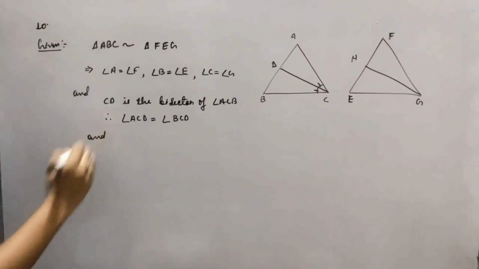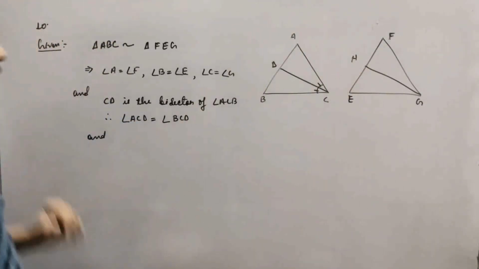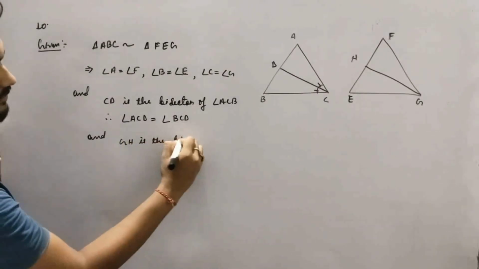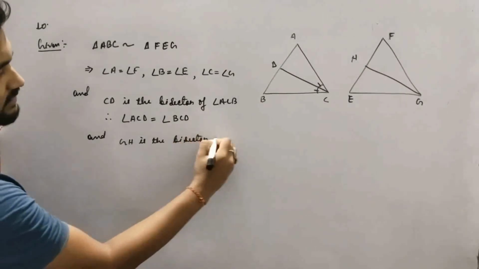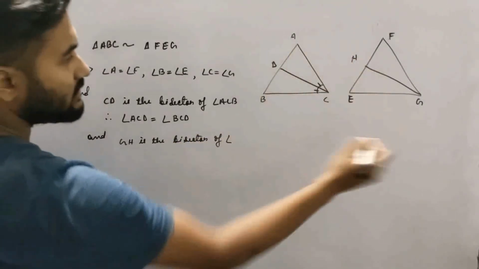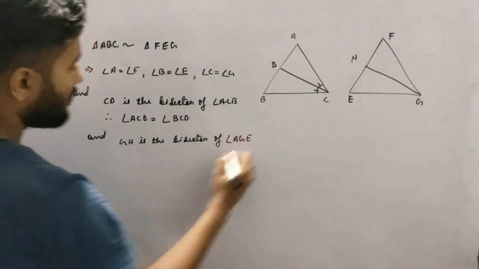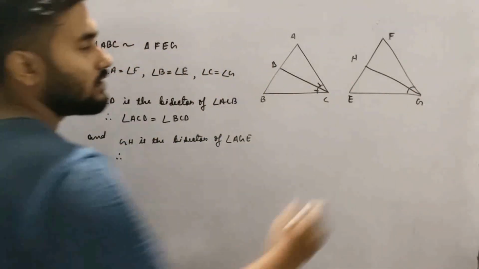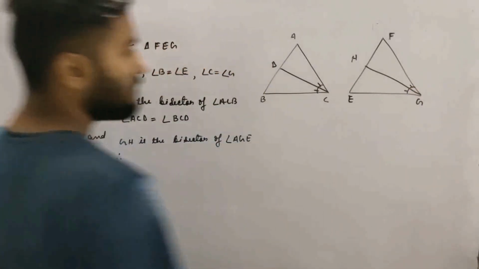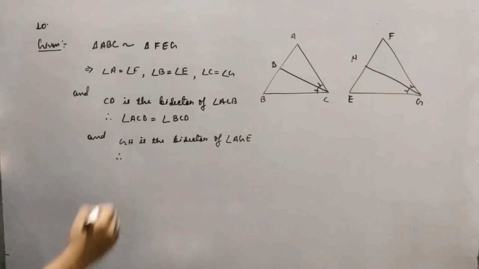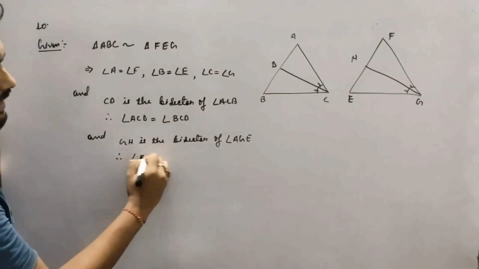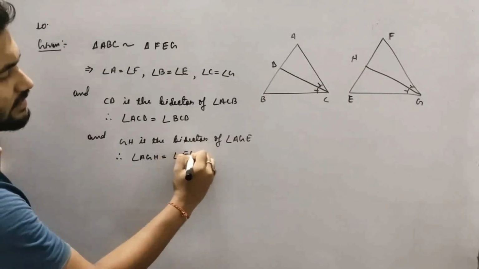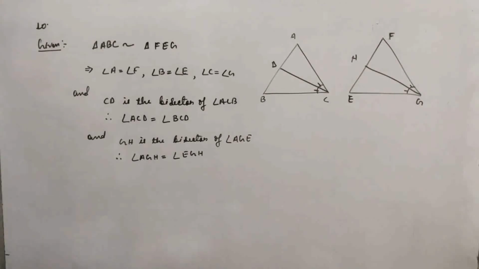And GH is the bisector of what? And GH is the bisector of angle AGE. So same way, therefore, GH is the bisector of this angle. So this angle will be equal to this angle, isn't it? So I can say that angle AGH will be equal to angle EGH. Okay, these are given in the question.